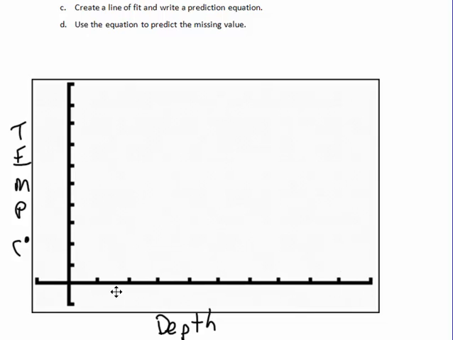If I say this one here, that's 500, and this one's 1,000. Here we have 1,500 and 2,000. That tick mark and this tick mark will be 2,500.